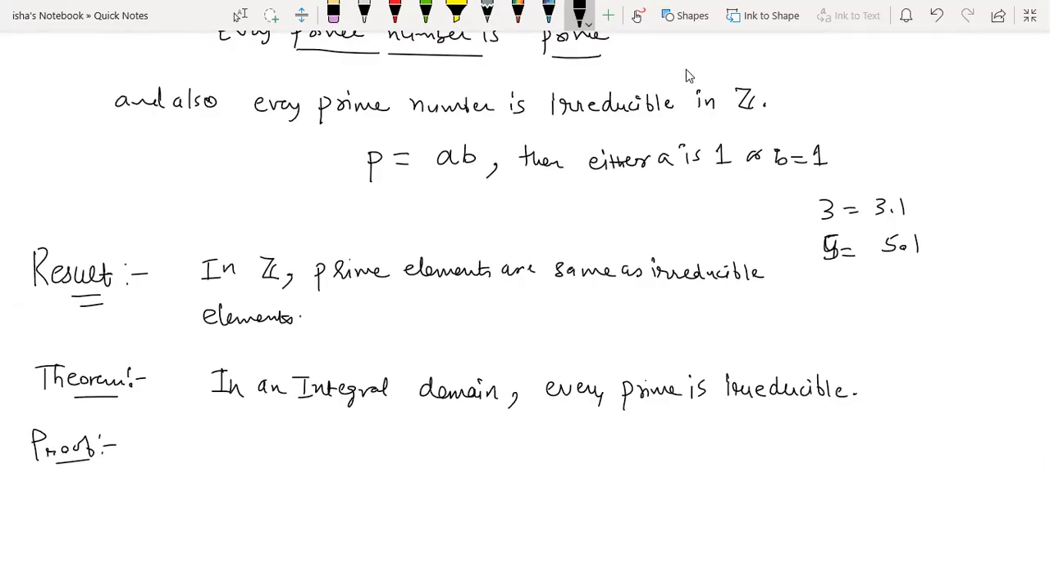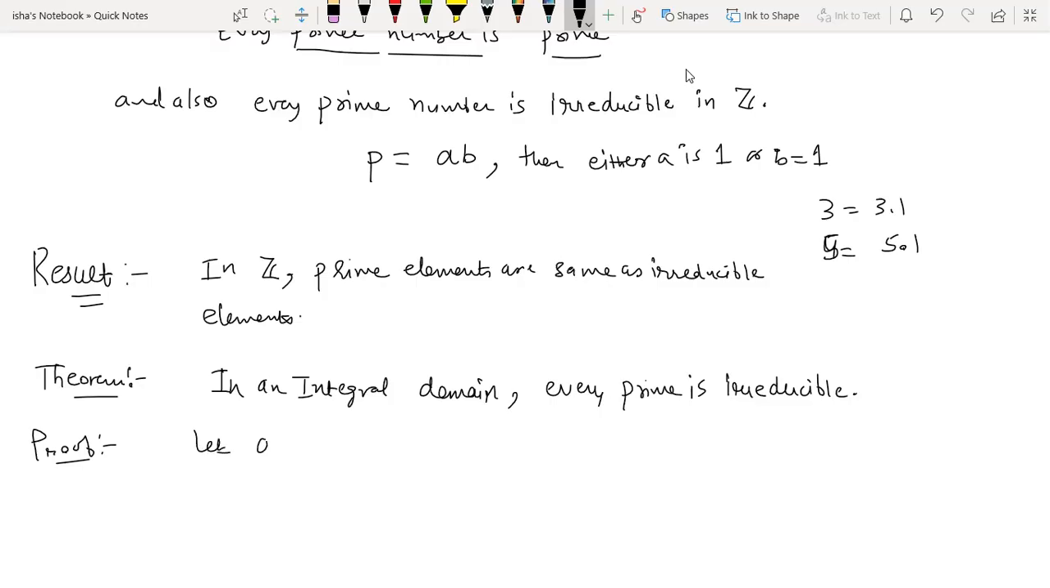We are going to do proof of it. So this result is true for Z. We have seen that. But this result is also true for a general integral domain. For any integral domain, this result is true, that if you take any prime element, then it has to be an irreducible. So let's do the very quick proof of it.